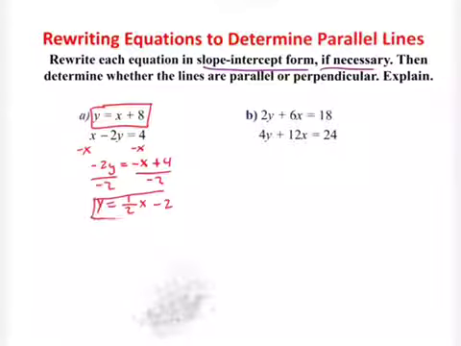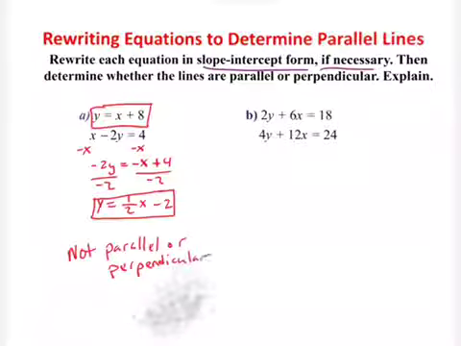All right, and so now we have our two equations. Notice here that the slopes of 1 and 1/2 are not opposite reciprocals and they're not equal. So this is not parallel or perpendicular. Right. And we'll do the same thing in part B.